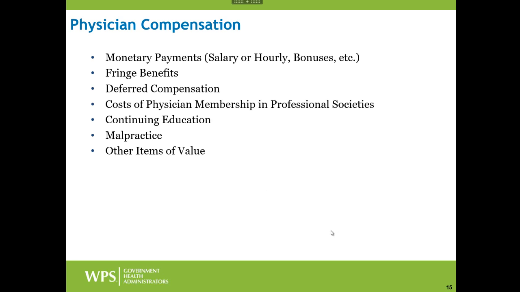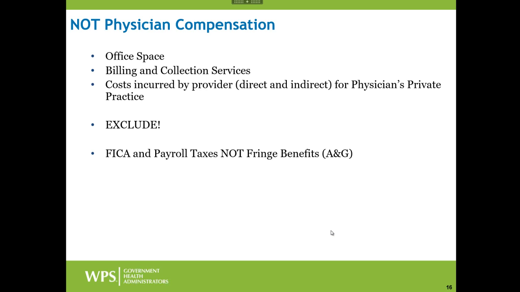Things that are not considered physician compensation would be office space or billing and collection services or any cost related to the physician's private practice. These are not allowable physician compensation costs. They should be excluded. Now, FICA and payroll taxes are not considered fringe benefits in this case, so they should be reported as A&G with any other normal administrative and general cost.